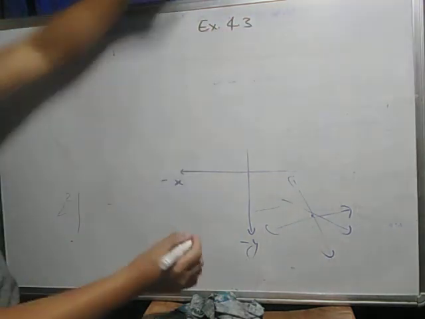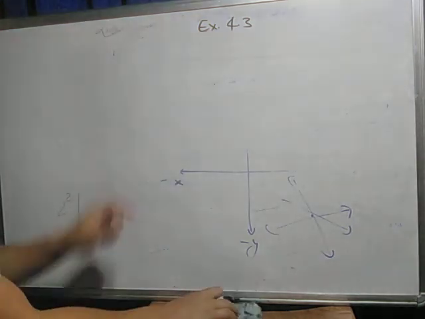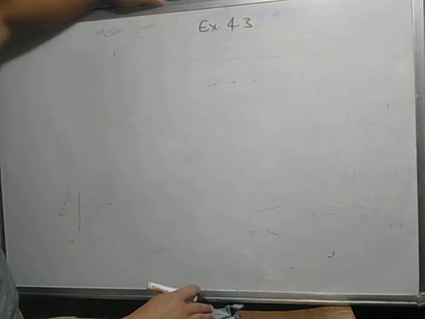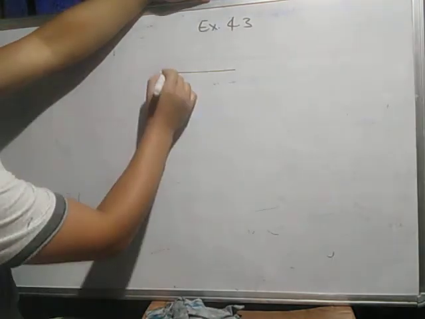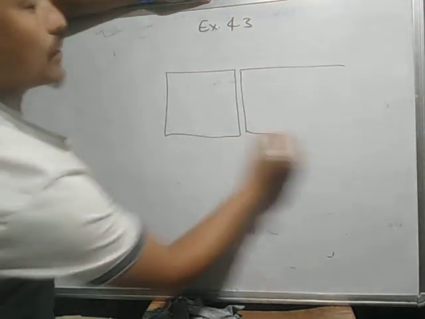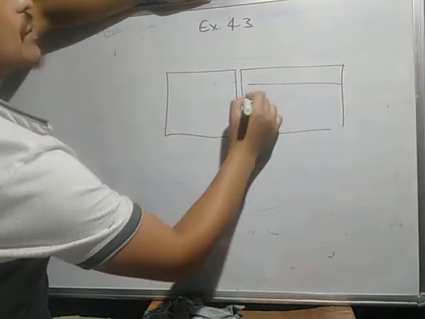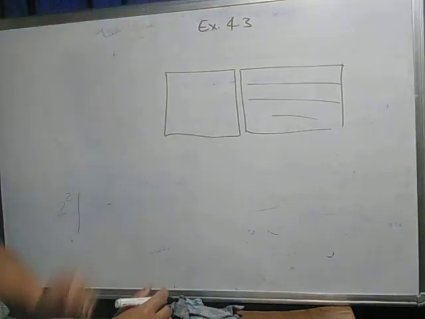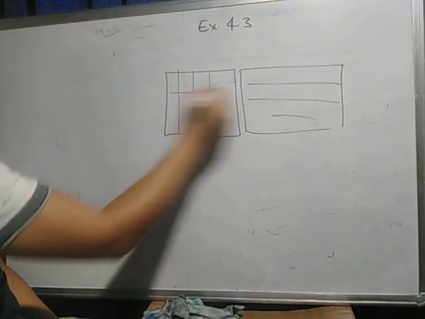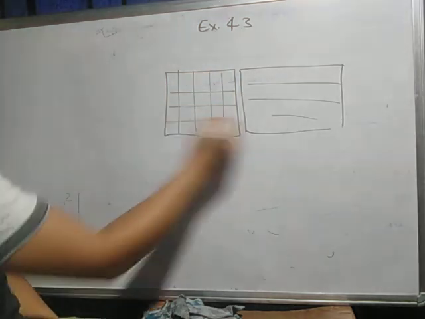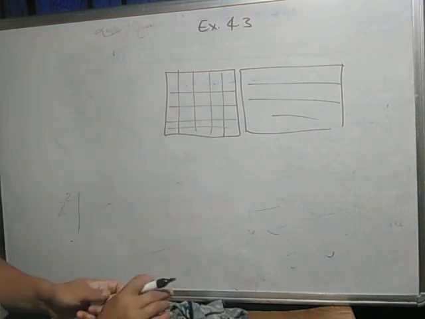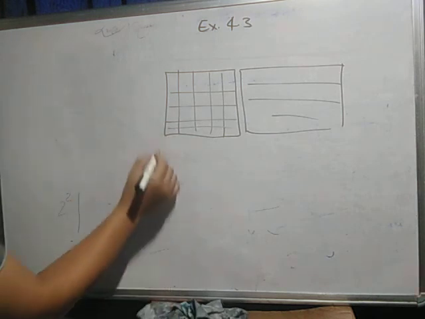Exercise 4.3. See, I'll do it roughly. In your graph copy, if you open one page, the first page will be a graph and the second page will have ruled lines. You'll get a graph like this, isn't it? Boxes are there, so 10 units are there. So let's draw.